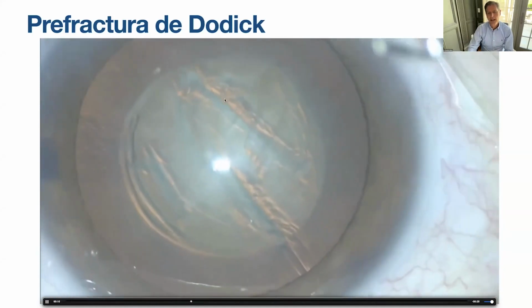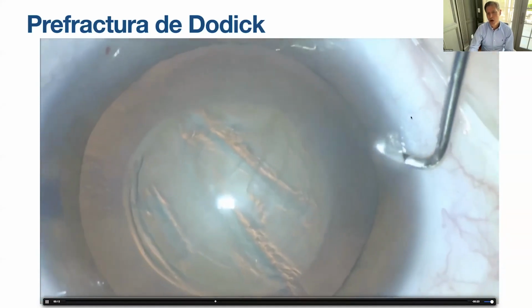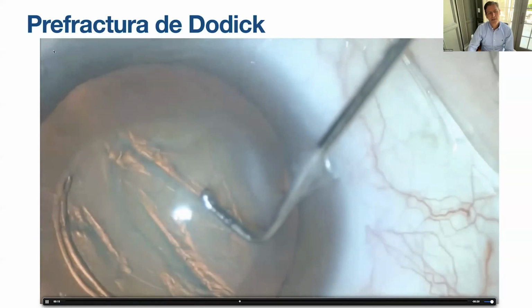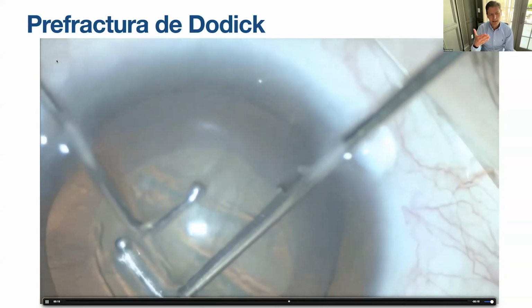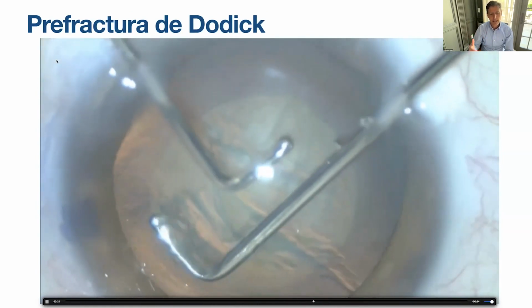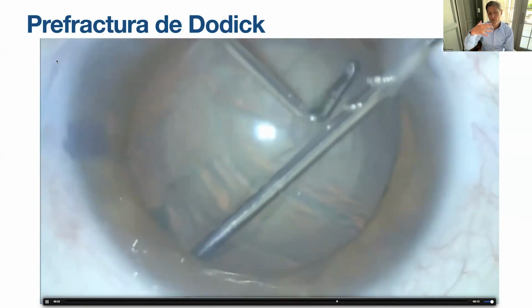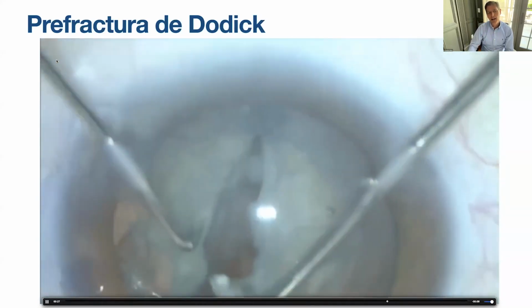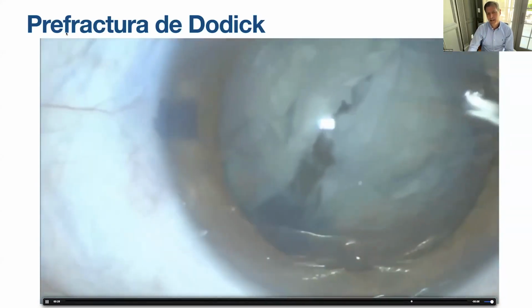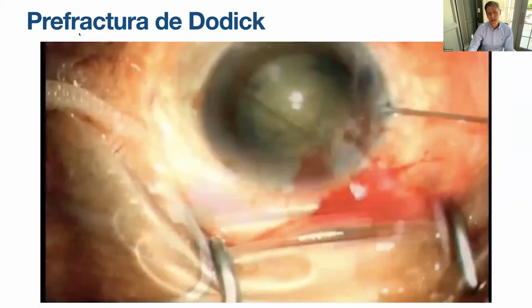So here we can see the fluid going around. And as I said, we introduce the chopper through our paracentesis and our main incision, go parallel underneath the anterior capsule, and we engage the nucleus. You don't have to go very to the periphery just to engage the nucleus, bring them together, and fracture it. Again, 2, 3, or 4 pieces is enough.